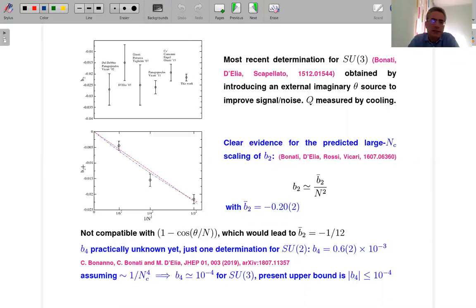And you can see the determinations of B2 in these cases. B2 comes out to be negative. And you can see that this is a fit with a 1 over N squared behavior, which reproduces the behavior of the data quite well. So for sure, we can see that B2 is going to 0 as N goes to infinity, and it is in agreement with the 1 over N squared behavior. So it is in agreement with the large N scaling predicted by Edward Witten in the 80s.